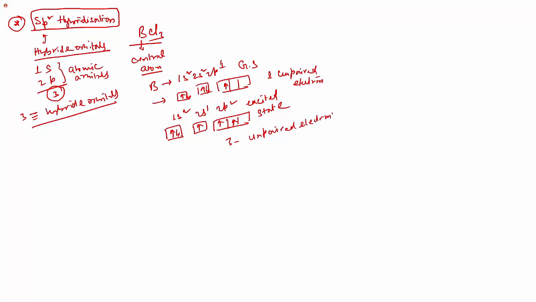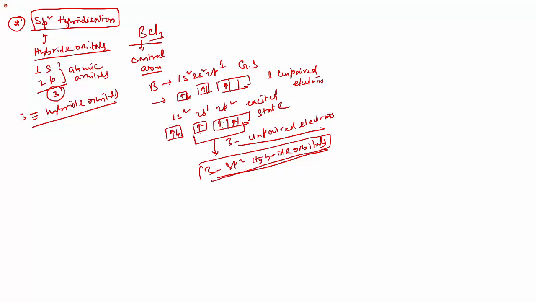3 unpaired electrons are present. So now in this excited state, these s orbitals and these 2p orbitals will mix up and they will form 3 sp2 hybrid orbitals. 3 sp2 hybrid orbitals. Now, how do these 3 sp2 hybrid orbitals look? That is the case.